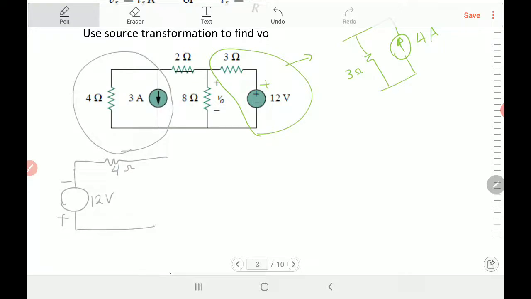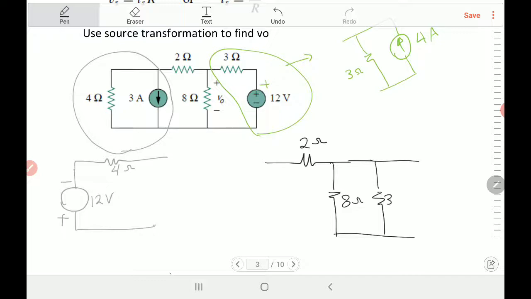So that's the original circuit. We have the 2 ohm, and you've got the 8 ohm here. And on this side we have the current source, 3 ohm, upward 4 ampere. On the other side you've got the voltage source, 12 volts.